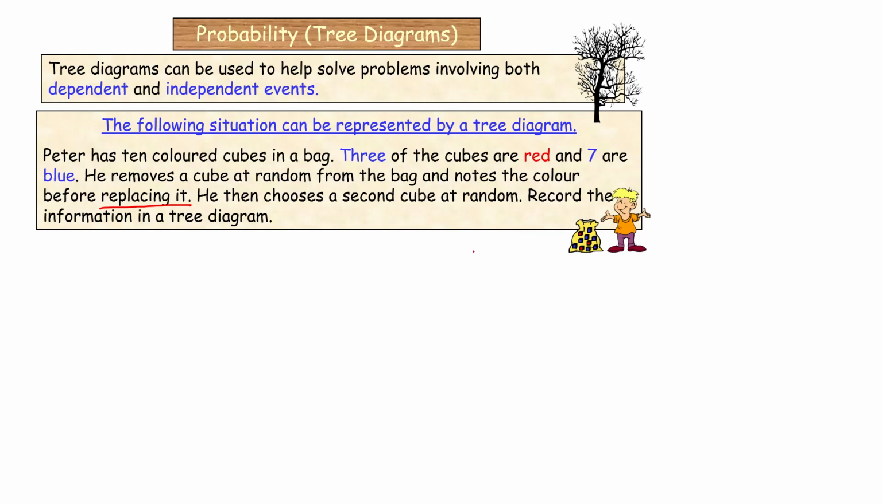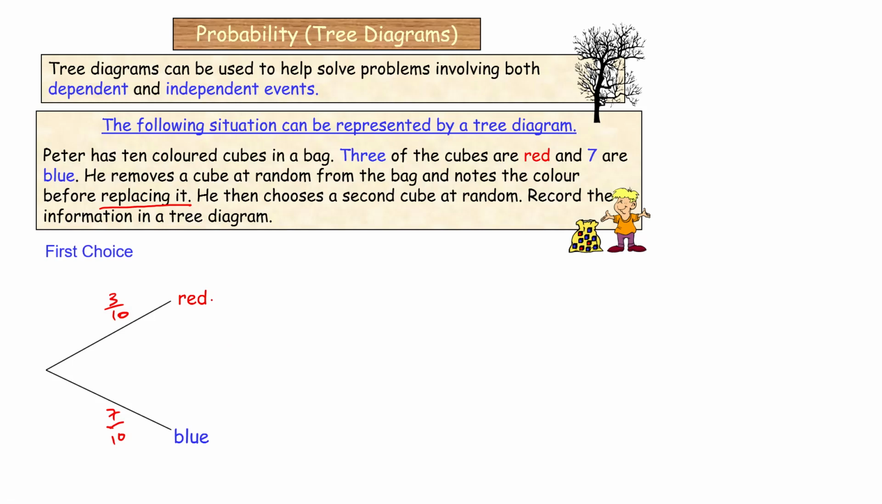Well, when he chooses, he can either choose a red or a blue cube. So he could select a red or a blue cube. Probability of selecting a red cube, there are 3 red out of the 10 altogether, is 3 out of 10. Probability of selecting a blue cube is going to be 7 out of 10.